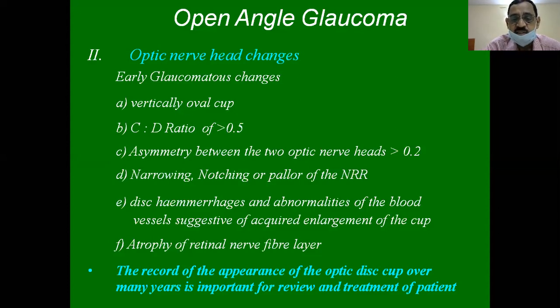Disc hemorrhages and abnormalities of the blood vessels are suggestive of acquired enlargement of the cup. So disc hemorrhages either on the disc or in the periphery of the disc, and bayoneting of the blood vessels, and nasal pushing of the blood vessels, nicking, notching. All these things are suggestive of optic nerve head change. Atrophy of the retinal nerve fibers adjacent to the optic disc is examined with a red-free light and a slit lamp, and it is a wedge-like defect where you see the blood vessels naked.